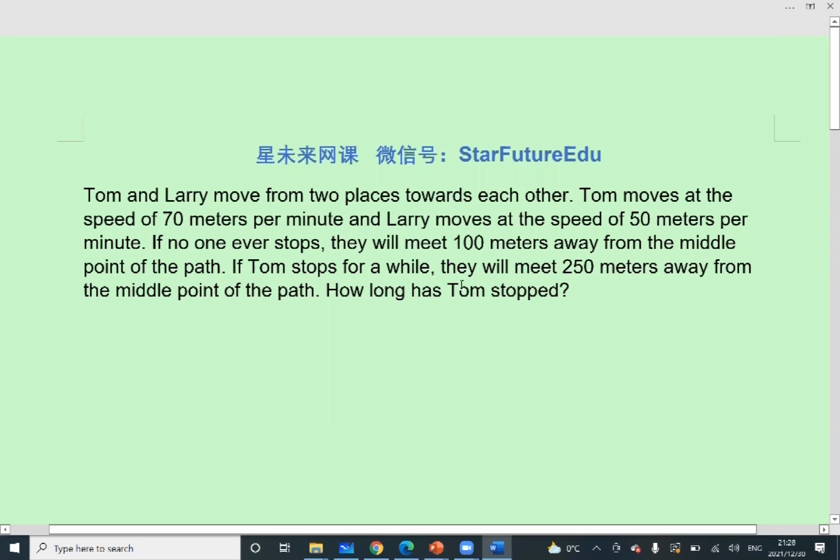How long has Tom stopped? Well, it sounds like a complicated problem. In this problem, we can see that there are two cases. In the first case, no one ever stops. In the second case, Tom stops for a while. Okay, to make things easier, let's draw a graph to compare the two cases.